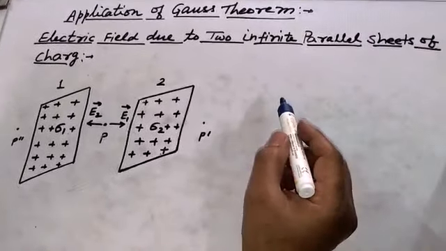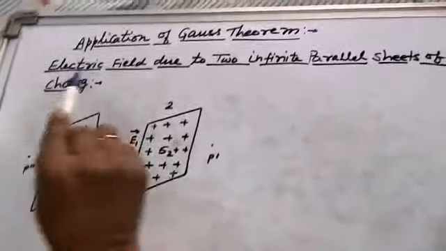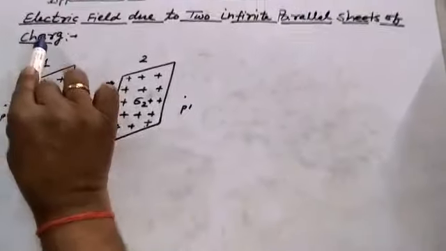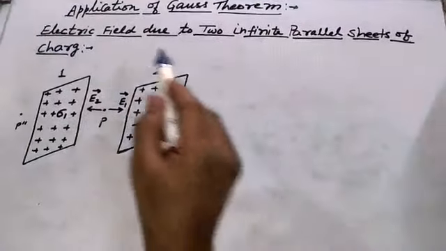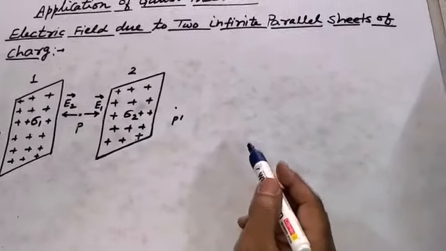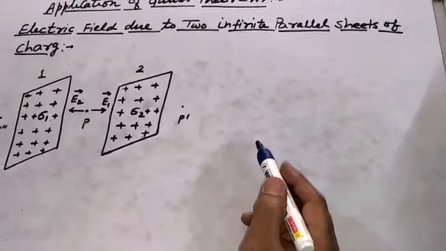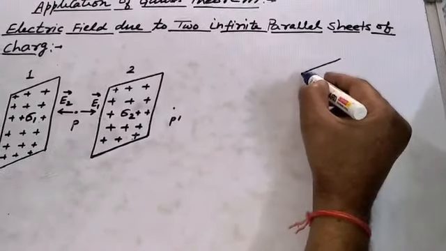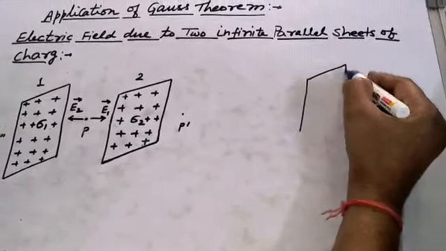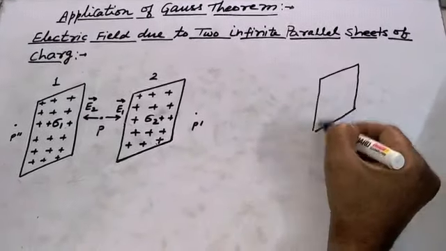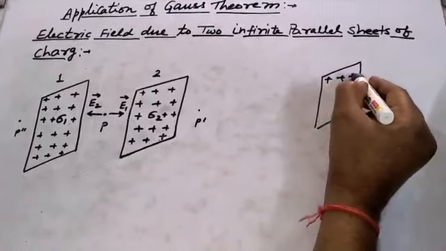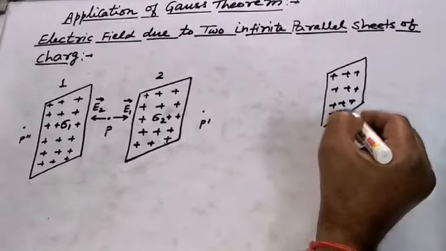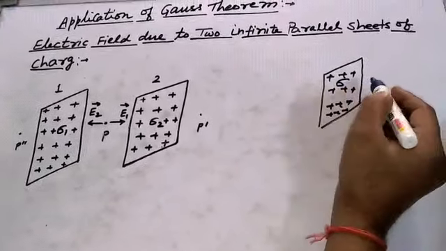In this video, I am going to discuss the electric field due to two infinite parallel sheets of charge. Before we start this topic, first I would like to remind you, in the previous video I gave you the electric field due to an infinite plane sheet of charge. Suppose this one is a sheet of charge and its surface charge density is sigma.